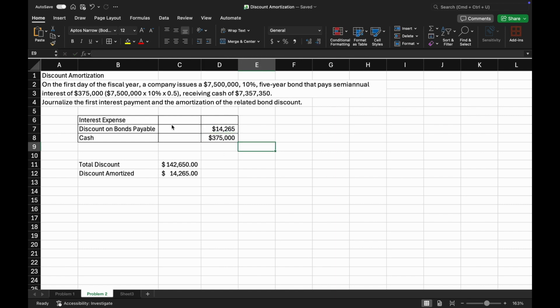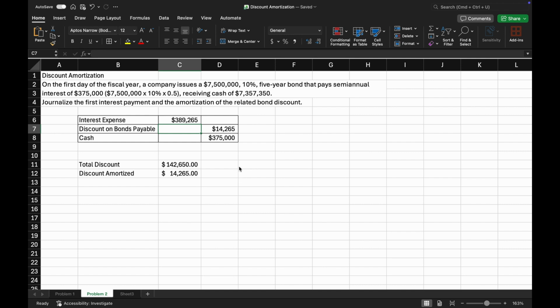Finally, for interest expense, we know that we have to add the cash credit to the discount on bonds payable credit to get the interest expense amount. For us, that'll be $375,000 plus $14,265, which comes out to a total interest expense of $389,265 as the debit on this account.